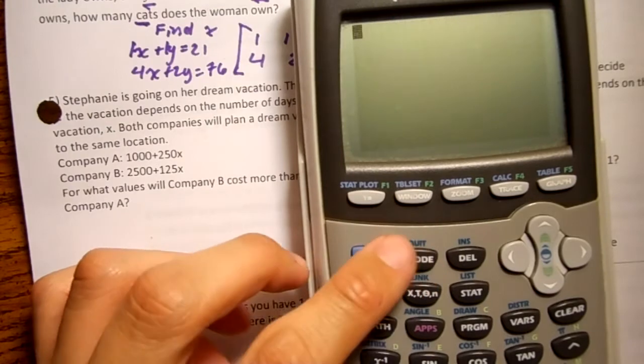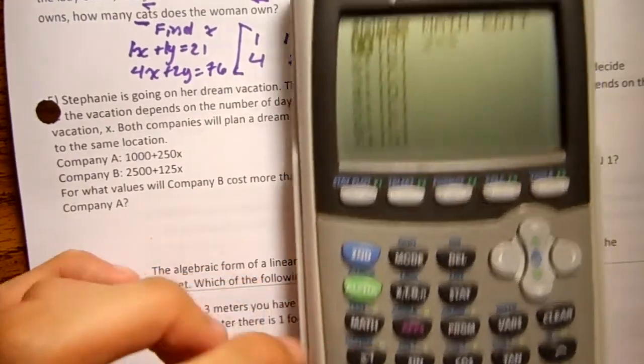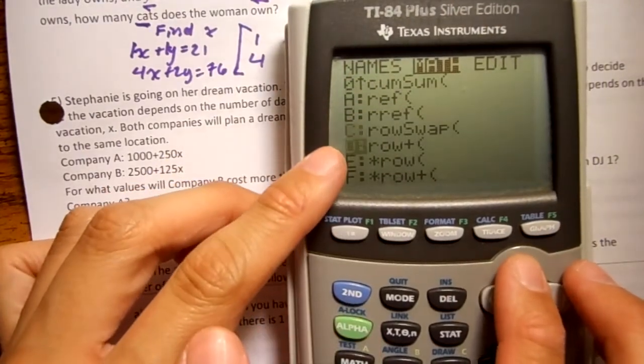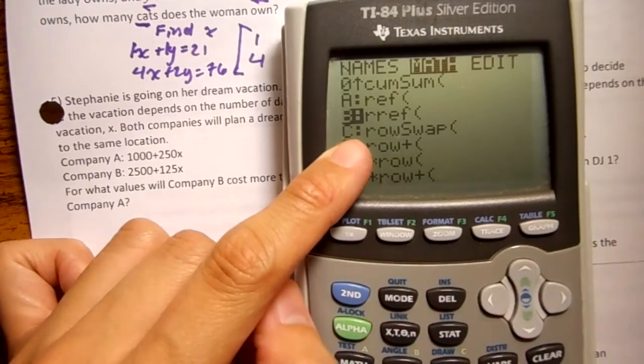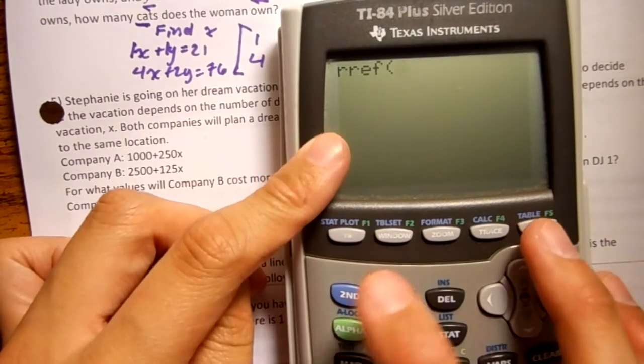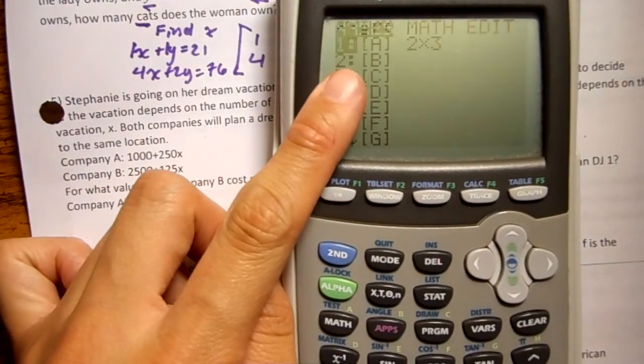So we've got to get out of the matrix. And then remember, REF. Go back to second matrix. Scroll over to highlight math, and scroll up for REF. Now we need to specify which matrix we want. So we go back to the matrix.